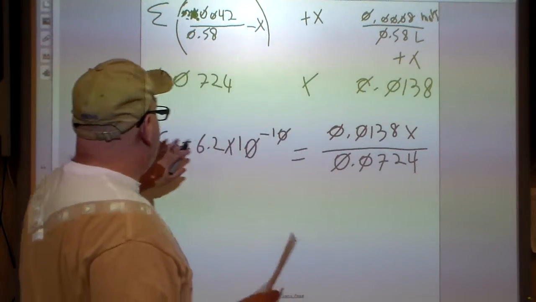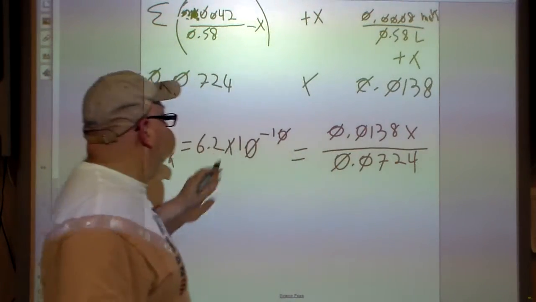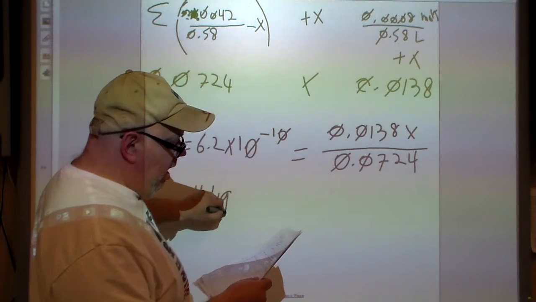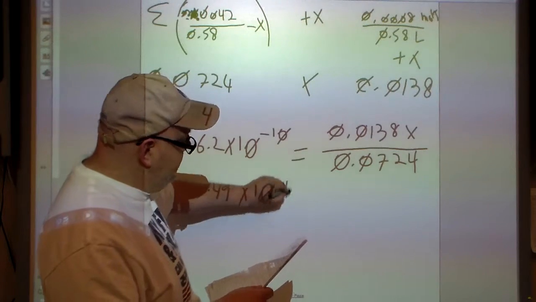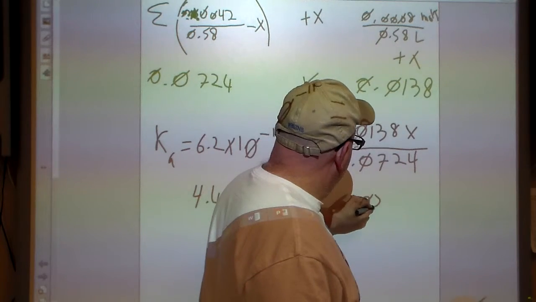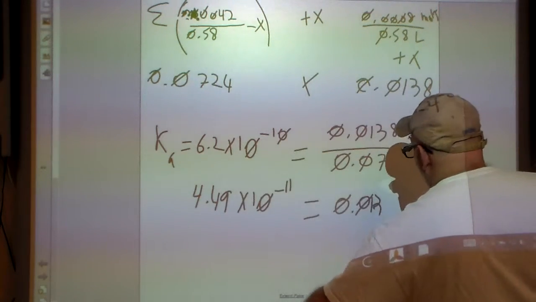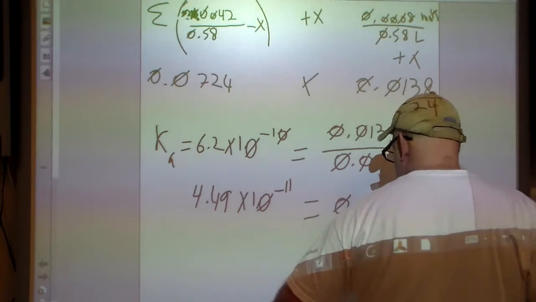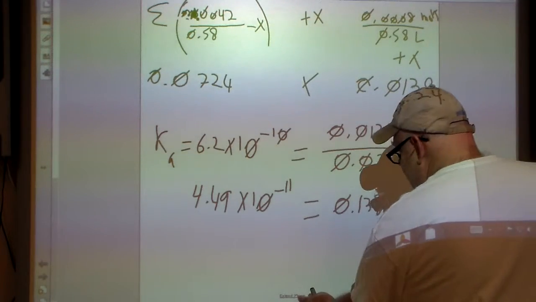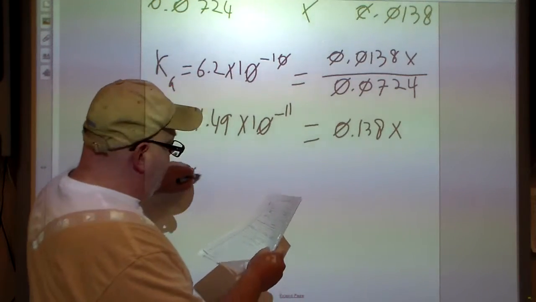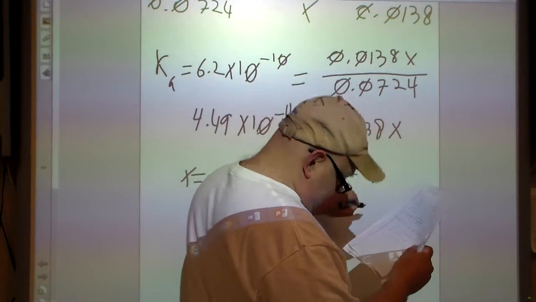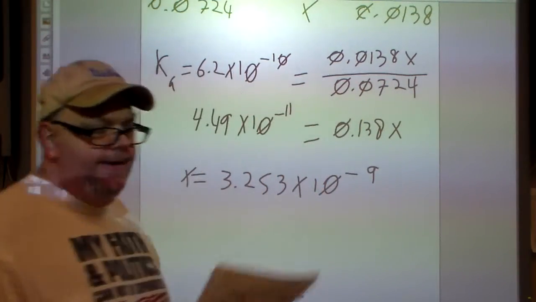We're going to multiply both sides here by 0.0724. So what we're going to get, ladies and gentlemen, is 4.49 times 10 to the minus 11th is equal to 0.0138 X. Now, solving for X here, X is equal to 3.253 times 10 to the minus 9. Okay, so that's our X.